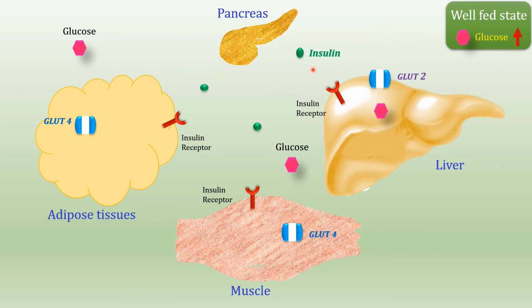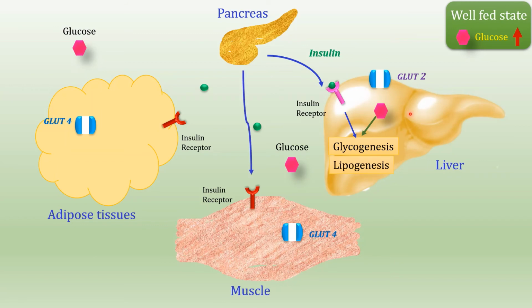Now what is the action of insulin on liver? It binds to the insulin receptors present on the liver. The receptors get activated, and through a series of reactions the response is generated. And what is the response? The excess glucose is stored as glycogen. So insulin favors the process of glycogenesis. In addition to this, in liver, insulin favors lipogenesis.